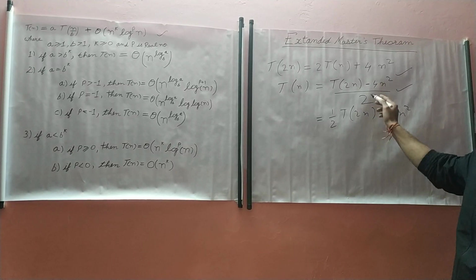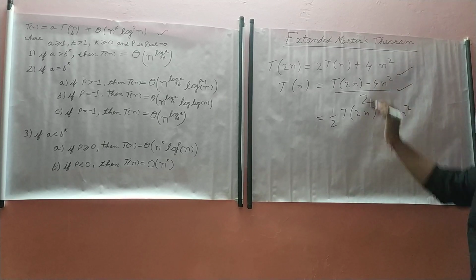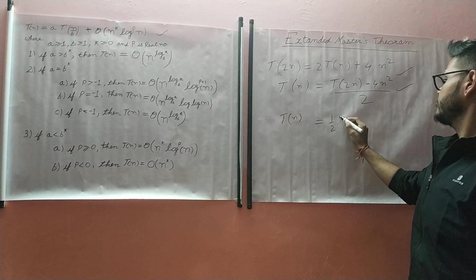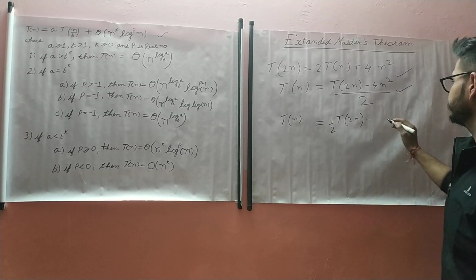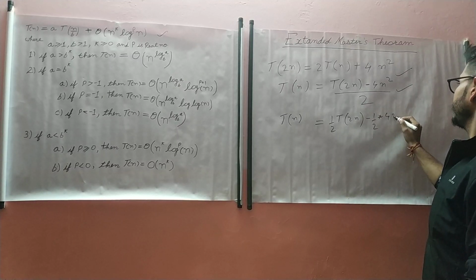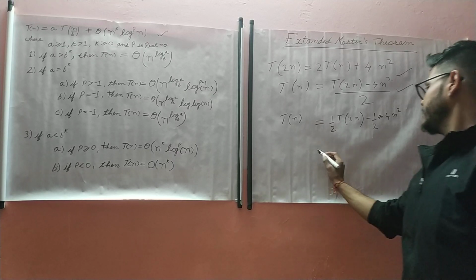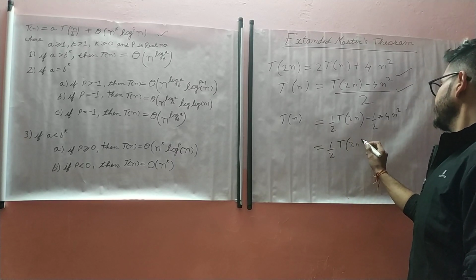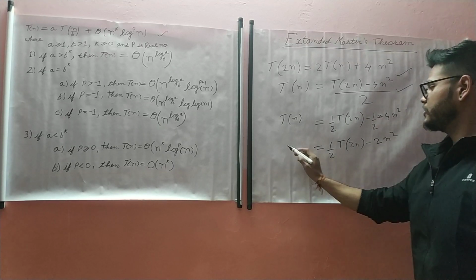I just multiplied by 2 on both sides. I can write 1 by 2 T(2n) minus 1 by 2 into 4n squared. Again we can write 1 by 2 T(2n) minus 2n squared is equal to Tn.